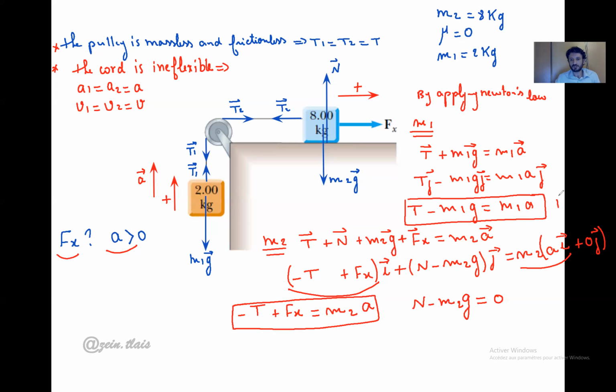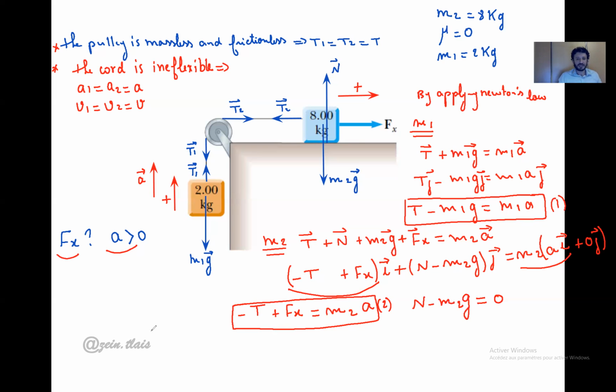Here we have equation 1 and equation 2. I need just a relation between fx and a. I don't need t. For this, I can substitute the value of t. We can eliminate the value of t in order to have just a relation between fx and a.